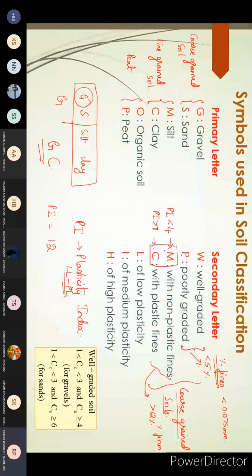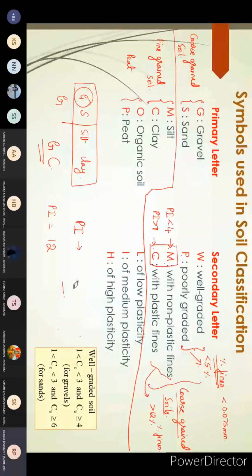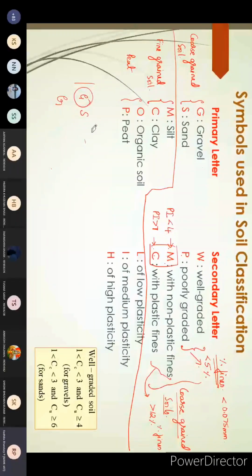Now, this is with respect to coarse grain. I have just finished only the coarse grain. Nobody asked what happens if the percentage fines is between 5 and 12%. What will happen? If the percentage fines is less than 5, we use CU and CC and classify the soil as well graded or poorly graded. If it is more than 12%, we classify it with the plasticity index. We say whether it is with plastic fines or without plastic fines based on the PI value.